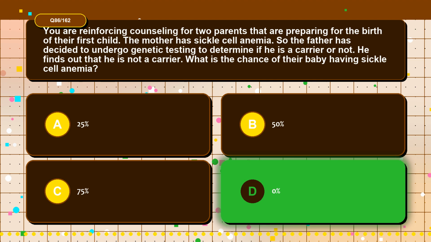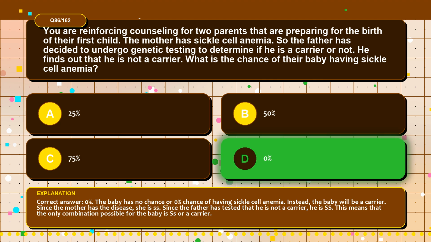0%. Correct answer. 0%. The baby has no chance or 0% chance of having sickle cell anemia. Instead, the baby will be a carrier. Since the mother has the disease, she is SS. Since the father has tested that he is not a carrier, he is AA. This means that the only combination possible for the baby is AS or a carrier.